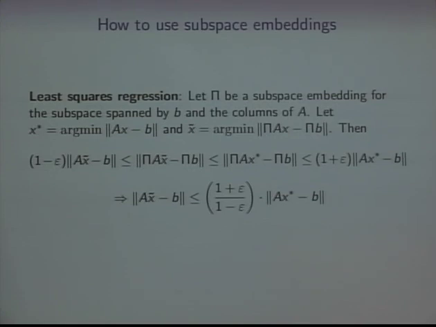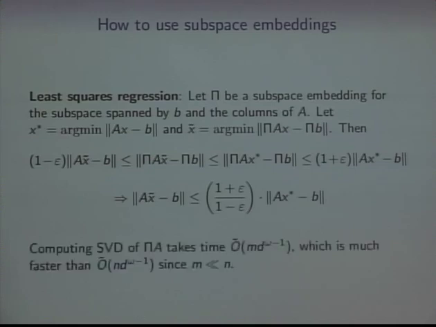So pi just needs to be a subspace embedding for some D+1 dimensional subspace. And the bottom line is now you only need to compute the SVD of pi A, which is a lot faster, because you have a much smaller dimension. Okay?